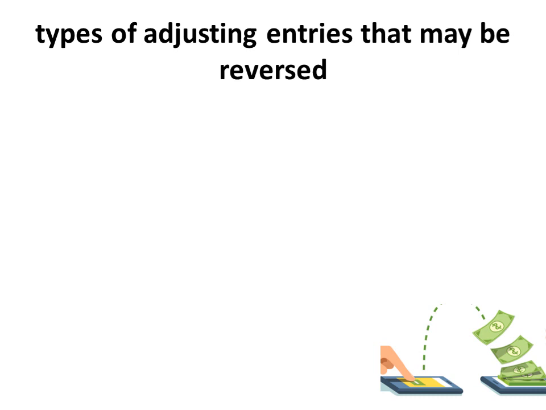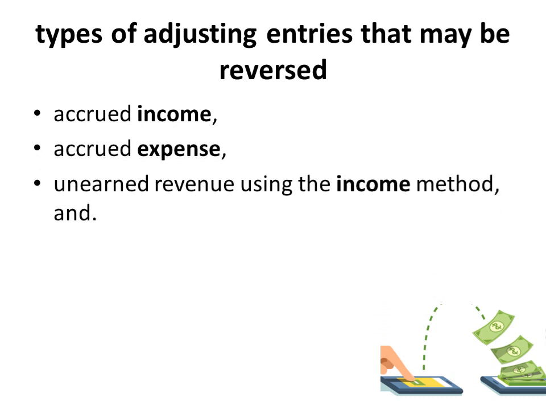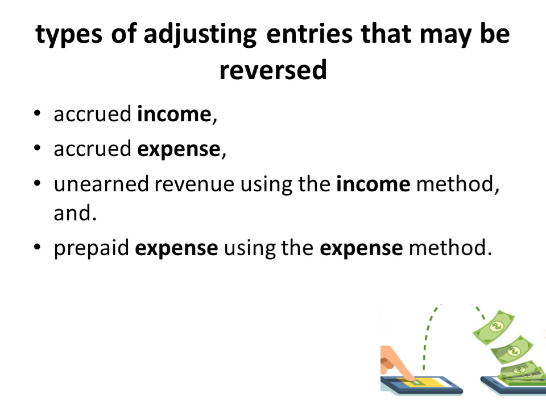So what are the types of adjusting entries that may be reversed? Because take note, this is optional. If you want to do that, you can. If you don't want to, then you still can. Number one is accrued income, and then accrued expenses, and then unearned revenue using the income method and prepaid expenses using the expense method.